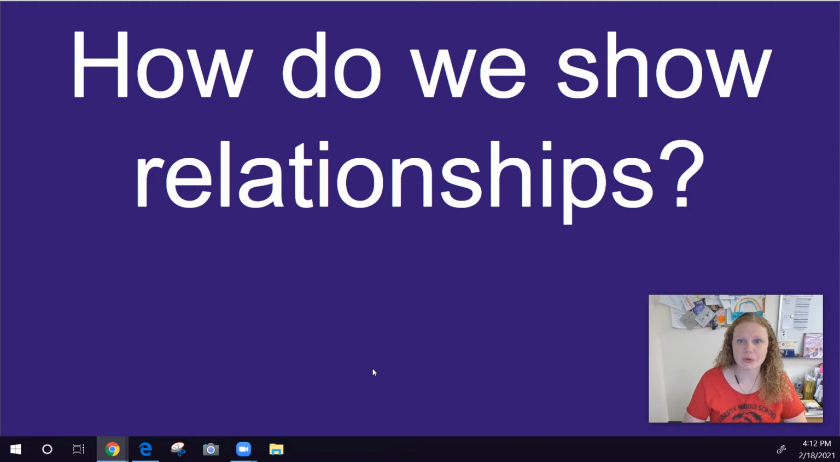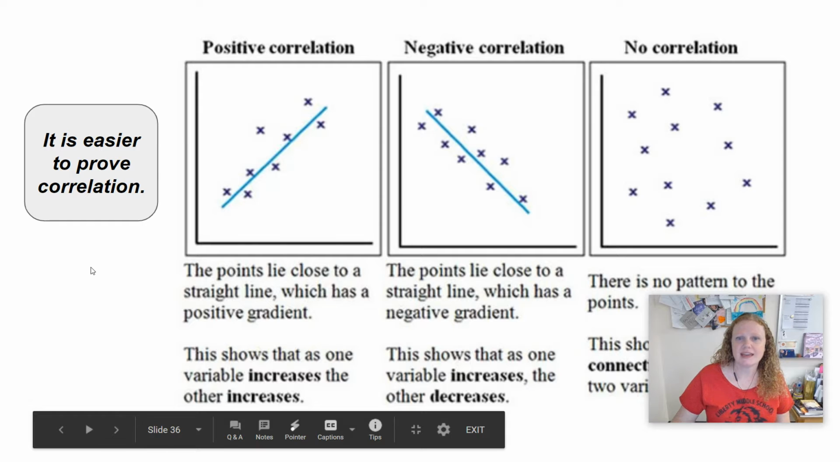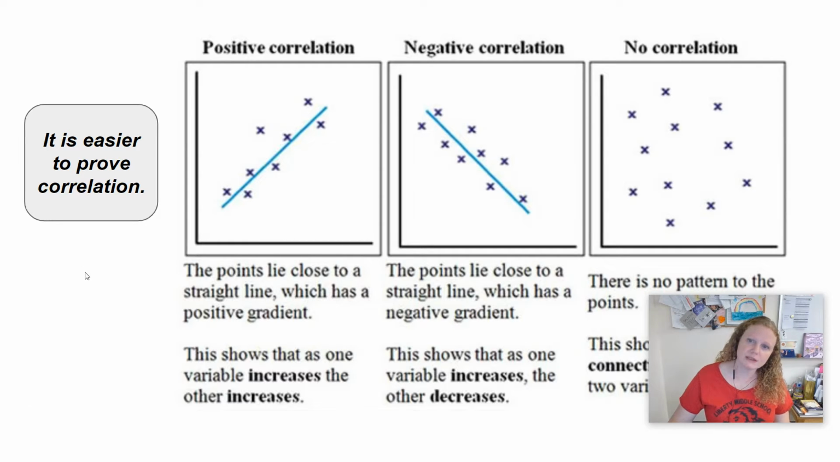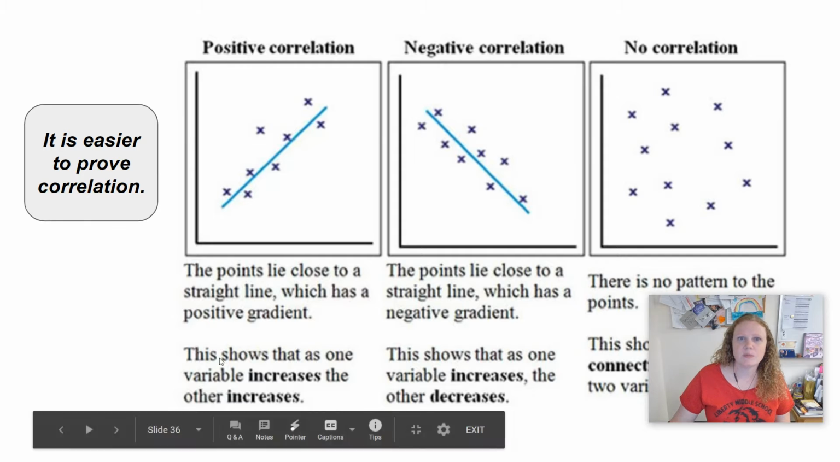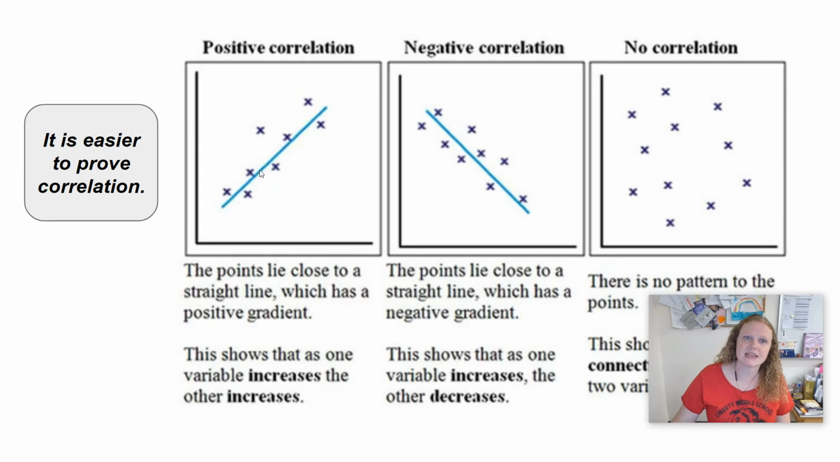So how do we show the relationships with our data? It's easier to prove correlation than causation. And when you're looking at data, you might have a positive correlation, where the scattered data kind of goes as one goes up, the other one also goes up too. As one variable increases, the other variable increases. A negative correlation is where as one increases here on the x-axis, the y-axis number actually goes down. So it still is lined to some kind of straight line. That would be a negative correlation.